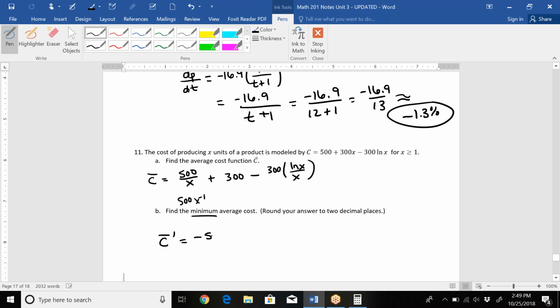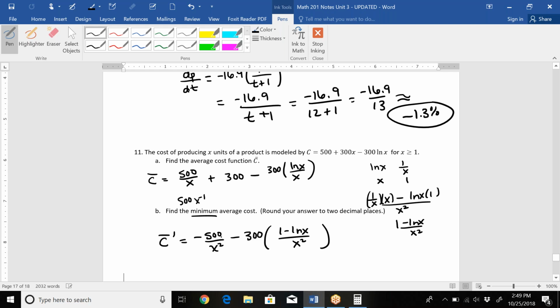So that's going to be negative 500 over X squared plus nothing for this guy because that's a derivative. That would be 0. Then we have a minus 300, and we need to do the quotient rule right here. So that would be natural log of X and its derivative, bottom and its derivative. So this is 1 over X times X minus natural log of X times 1, all over the bottom squared. So that is 1 minus natural log of X all over X squared. We did that guy earlier.